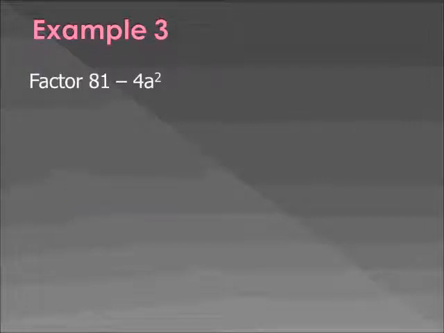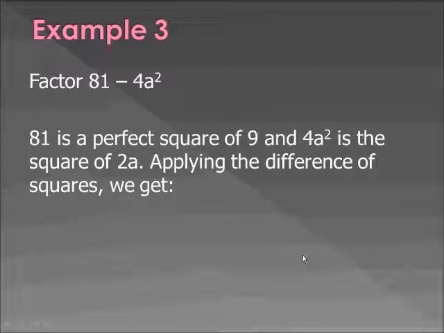Example 3, factor 81 minus 4a squared. You probably noticed that they are perfect squares, both 81 and 4a squared. What's the square root of 81? It's 9. What's the square root of 4a squared? It's 2a. So you have a perfect square minus another perfect square.